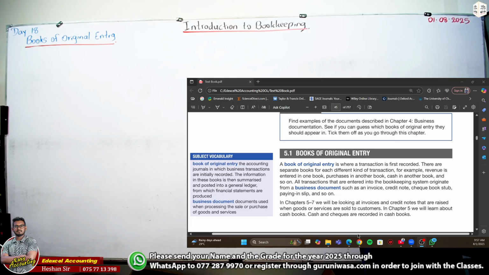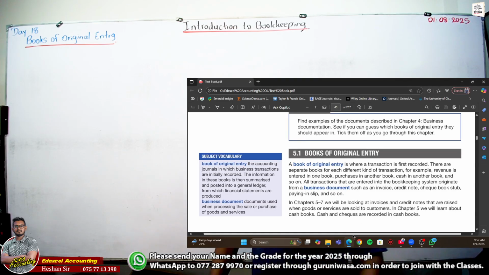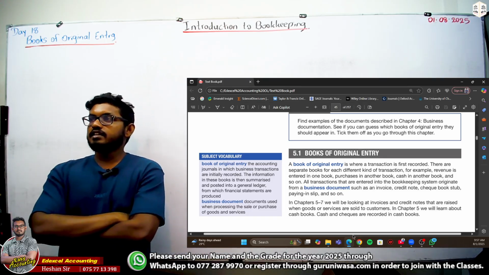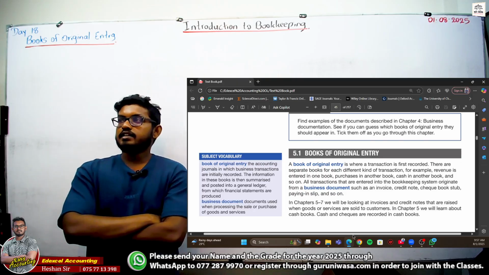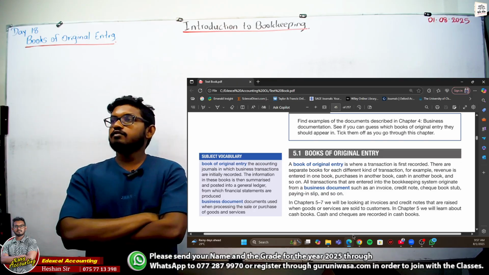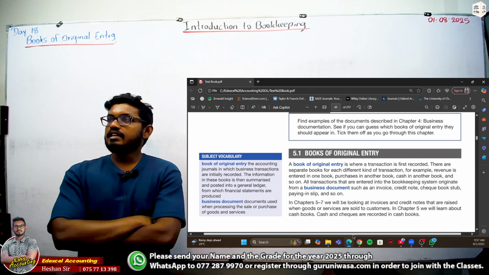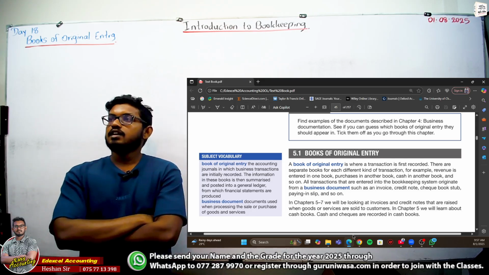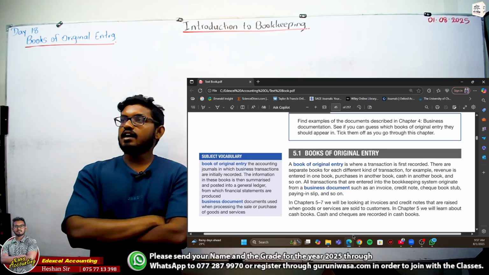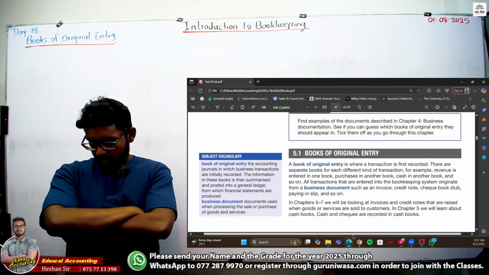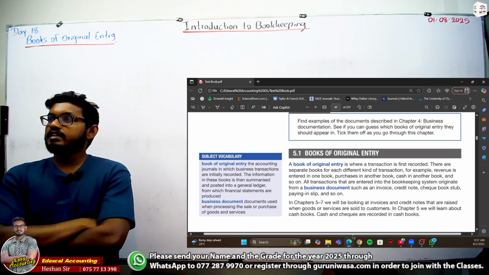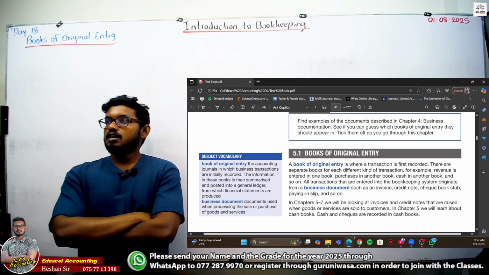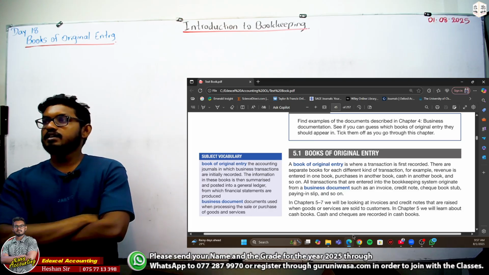So, books of original entry are a set of original entries where a transaction is first recorded. There are separate books for each different kind of transaction. For example, revenue or sales is entered in one book, purchases in another book, cash in another book, and so on, right? So all transactions that are entered in the bookkeeping system originate from business documents, such as invoices, credit notes, checkbook stubs, paying slips, and so on.